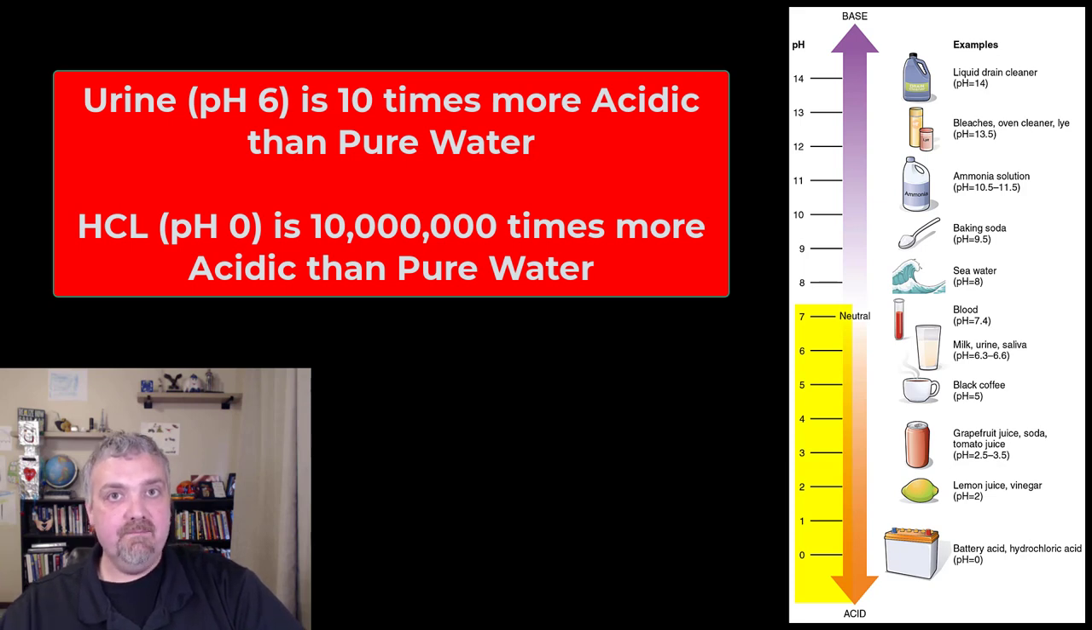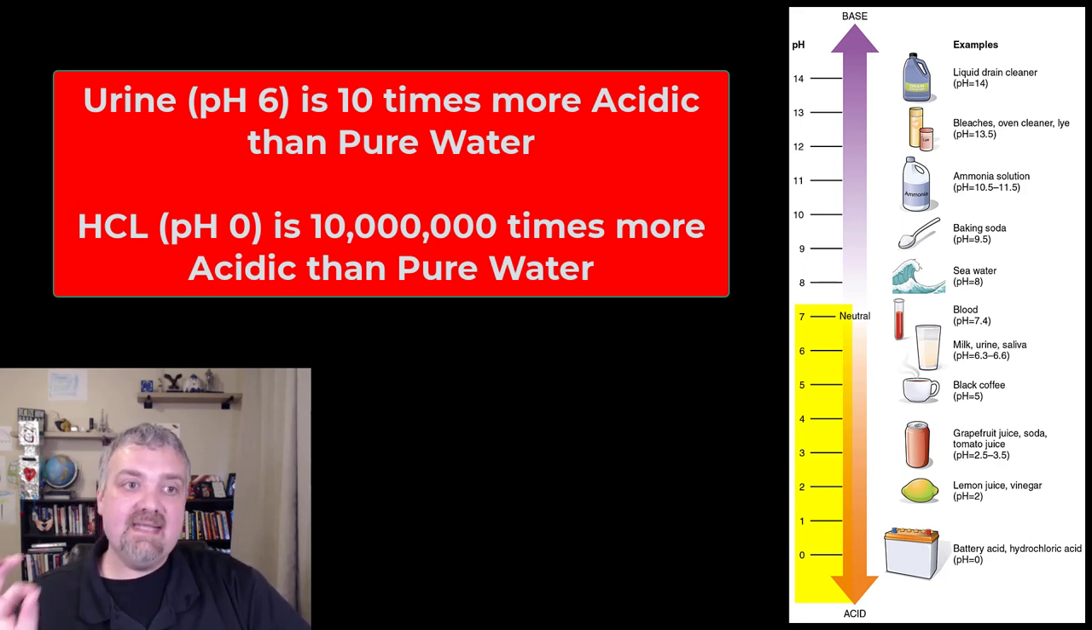7 to 6 would be 10. 6 to 5, 10 times 10, or 100. 5 to 4, 100 times 10 to 1,000. 4 to 3, 1,000 times 10 to 10,000. 3 to 2, 10,000 times 10 to 100,000. 2 to 1, 100,000 times 10 to 1,000,000. And then 1 to 0, 1,000,000 times 10 to 10 million. That's why hydrochloric acid or something with a pH of 0 would be 10 million times more acidic than water. That's what it means to be a logarithmic scale. If you're traveling up, then it would be 10, 100, 1,000 times less hydrogen ions.